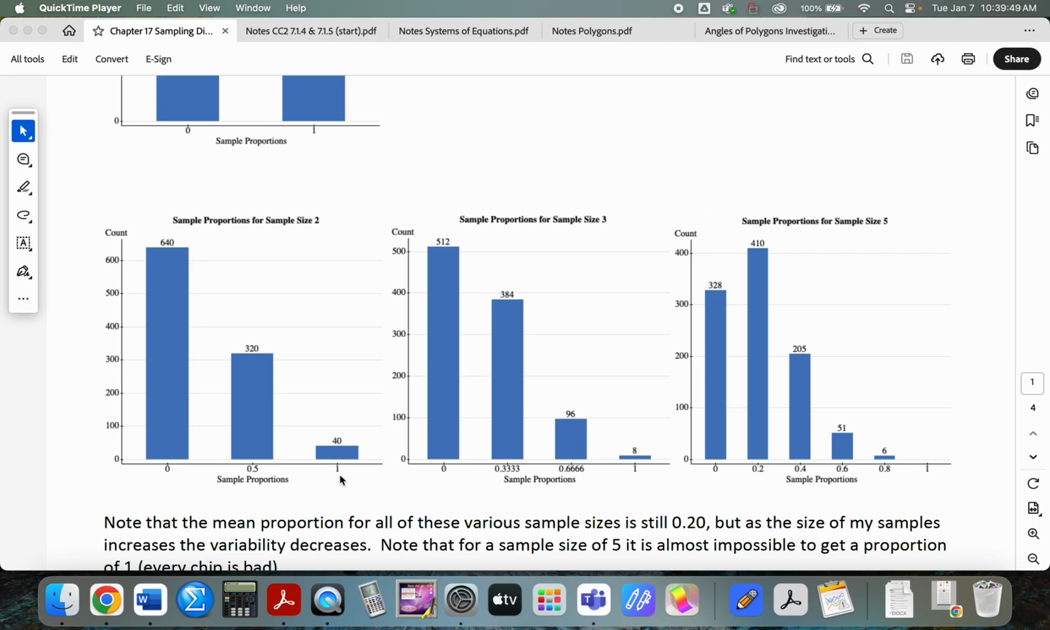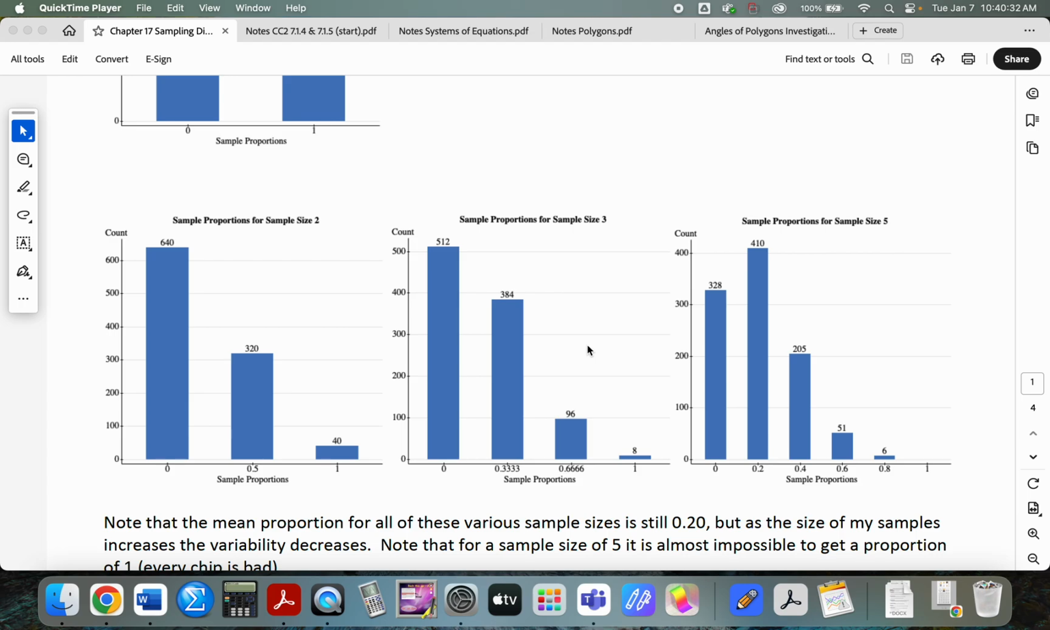So what do they mean by size 1, size 2, size 3, and size 5? That's how big your sample is. So I'm going to take the 1,000 and I'm going to do all the possible combinations I could get. Chip 1 with chip 2, chip 1 with chip 3, chip 1 with chip 4, et cetera, et cetera. So there's a whole bunch of those, right? So those are the samples of size 2. There's going to be 640 where none of them are defective, 320 where half of them are defective, and 40 where both of them are defective.